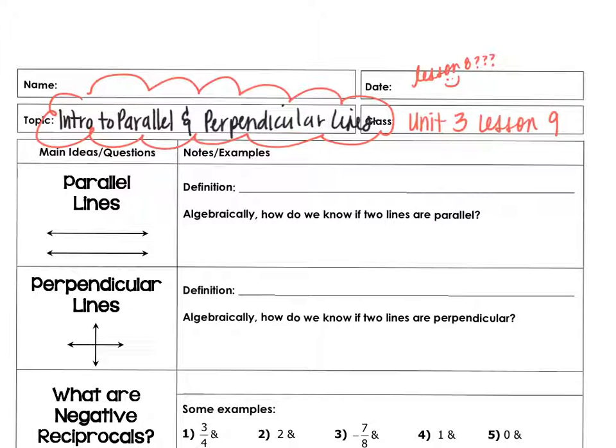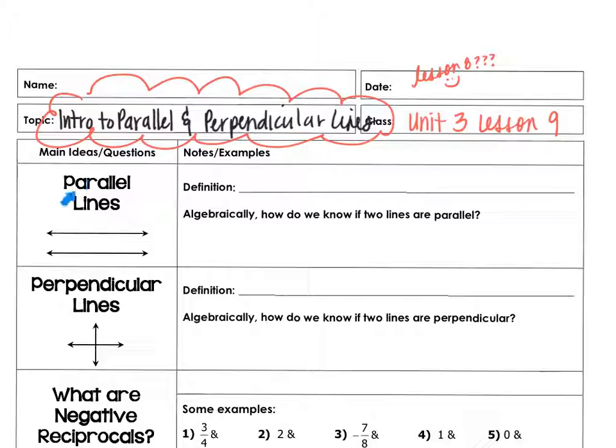Hey everyone, welcome to Unit 3, Lesson 9, Introduction to Parallel and Perpendicular Lines. So what happened to Lesson 8? Well, there wasn't a Lesson 8 because there was a Homework 8, which was basically reviewing writing linear equations of all different types with 2 points or slope and whatever. So we are on Lesson 9, which parallels with Homework 9, and it actually does talk about parallel and perpendicular lines. So let's get started.